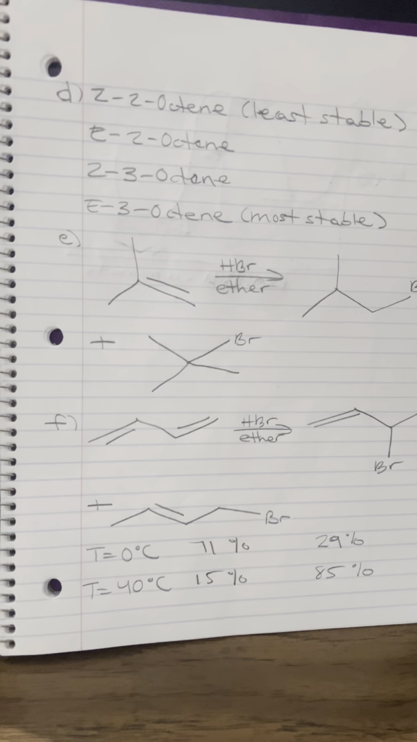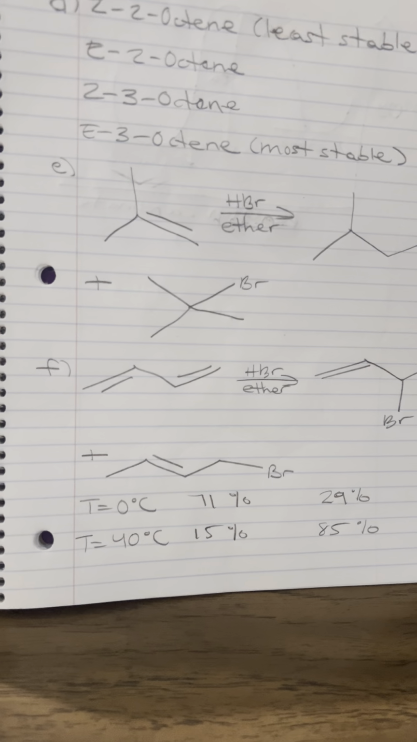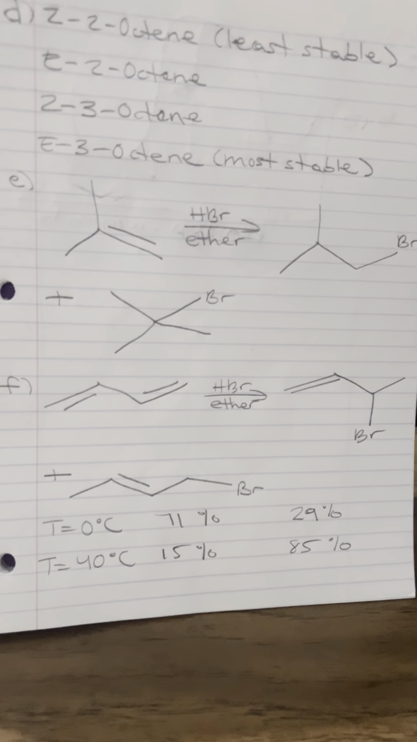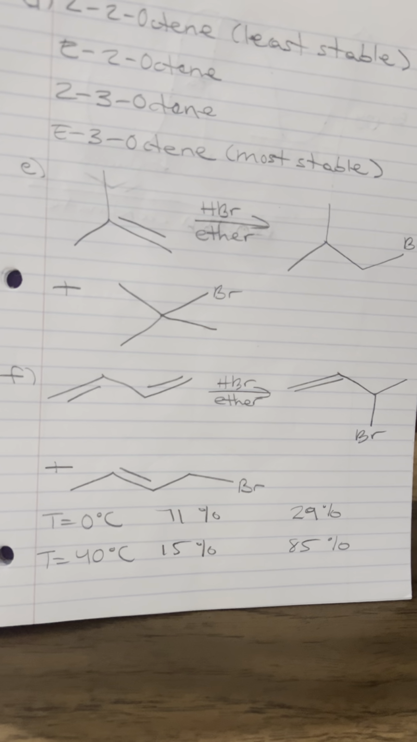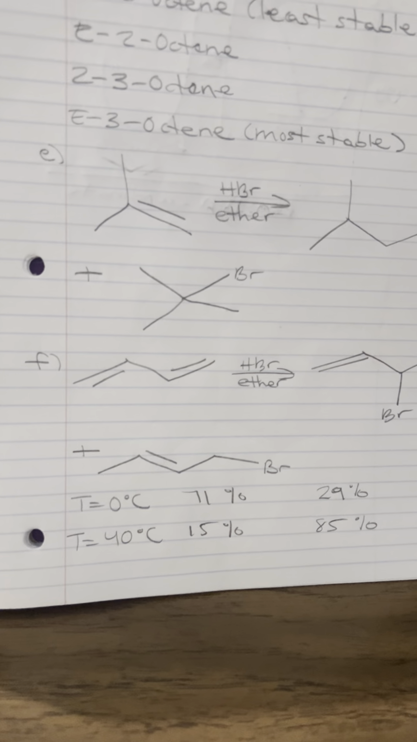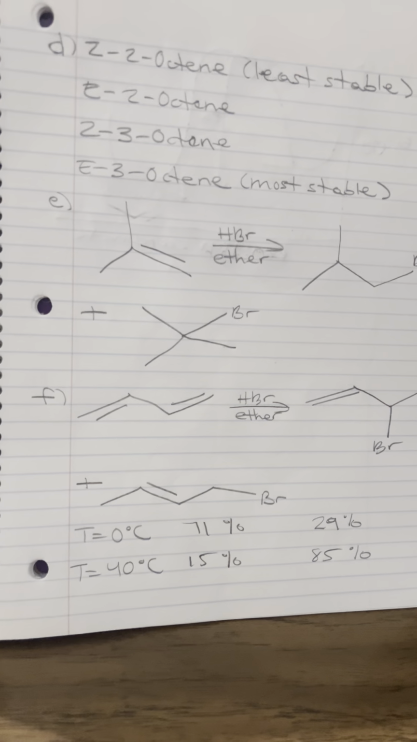And then for F, okay, so the first one, the first percentage, that's at reaction 1. So the temperature is 0 degrees, they have 71% and a 29%, I guess. And then you have 40 degrees, 15 and an 85. That's what you have, okay? That's for F.